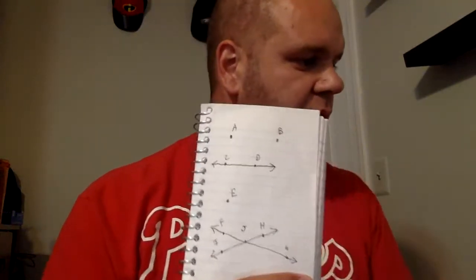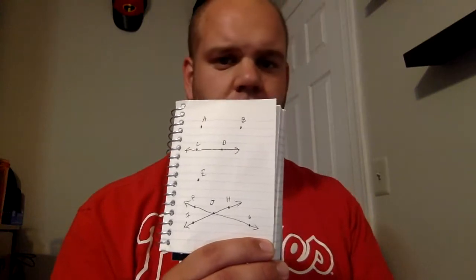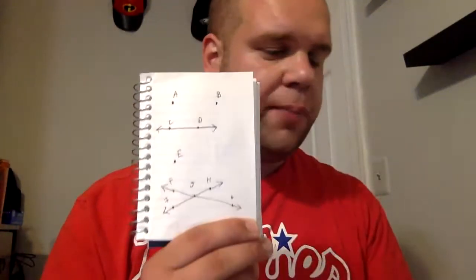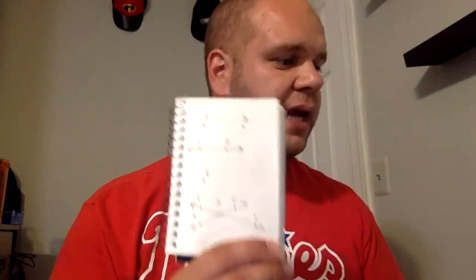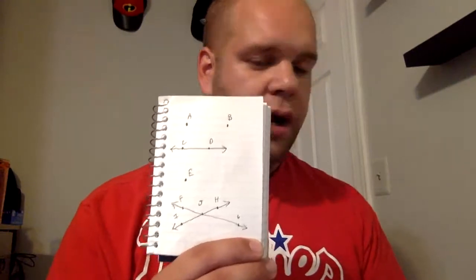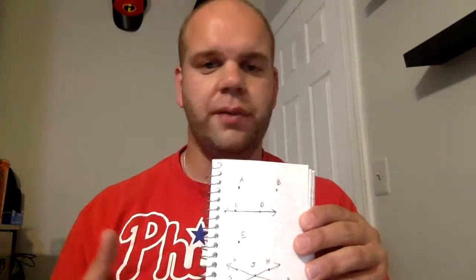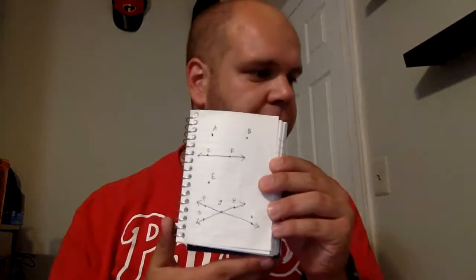Line FG, line IH, line AB, and line CD are all on the same plane. They're all on the sheet of paper. That means that they are coplanar. Co meaning together, planar meaning on the same plane. Co, like your coworker, you work with them. Coplanar, you just have to be on the same plane as them.